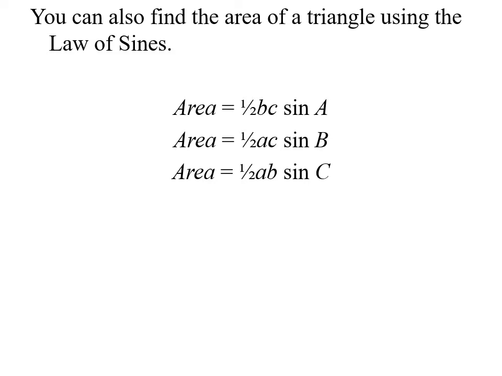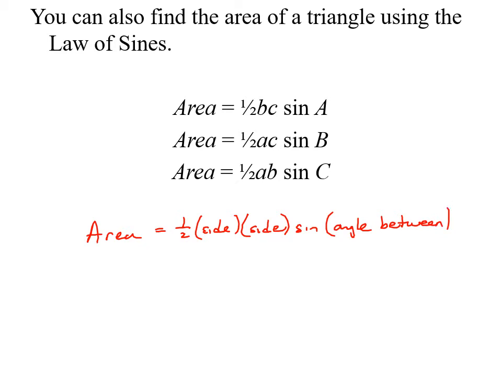And so what we can do is use an area formula which is based on angles and just sides. So this is the area of a triangle using the law of sines: 1/2 side B, side C, times sine of angle A. Or 1/2 AC sine B, or 1/2 AB sine C. Basically, they all say the same thing. Your area is 1/2 a side times a side times the sine of the angle between.